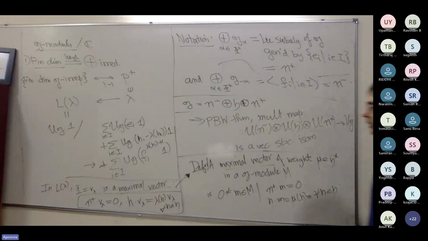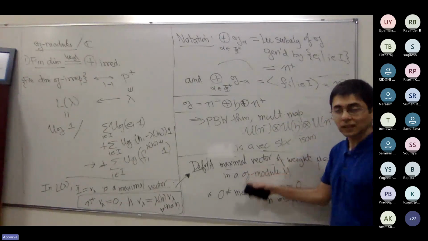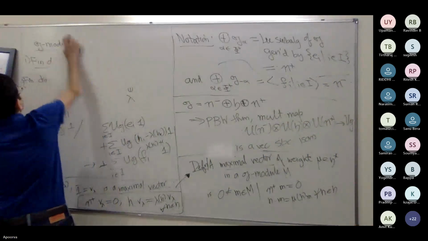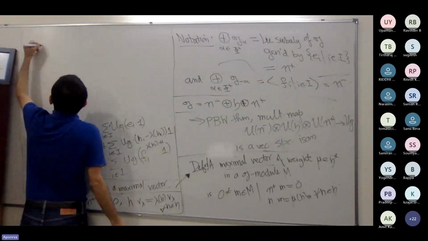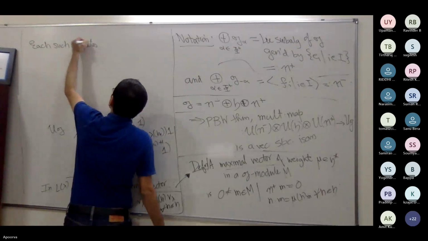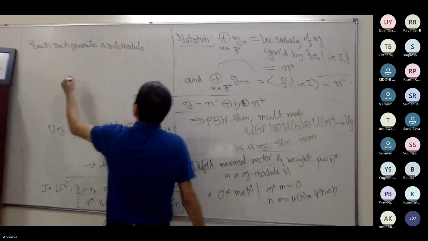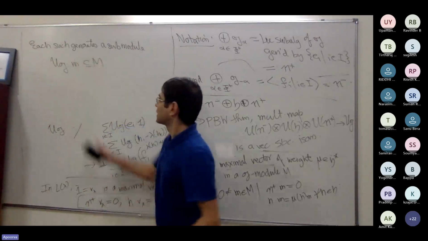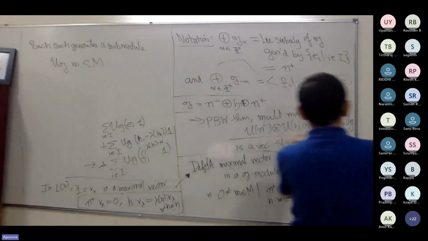So this is a Maxwell vector. And the nice thing is that every such vector generates a submodule. I mean, every vector generates a submodule. There's nothing special in that. But the submodule is particularly nice because now we can apply this PBW as well.